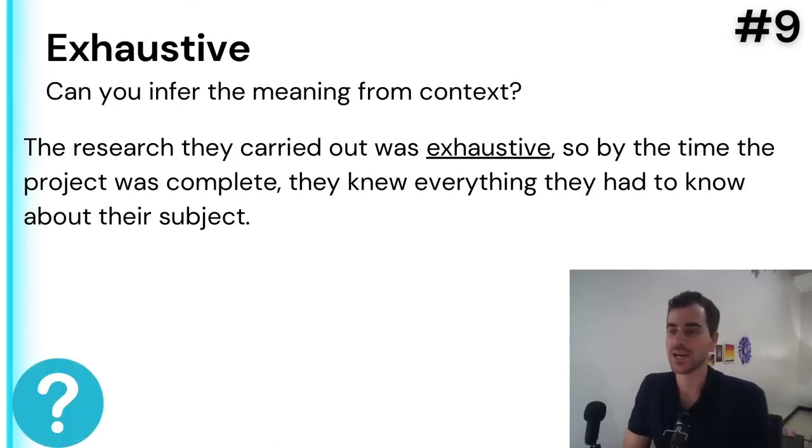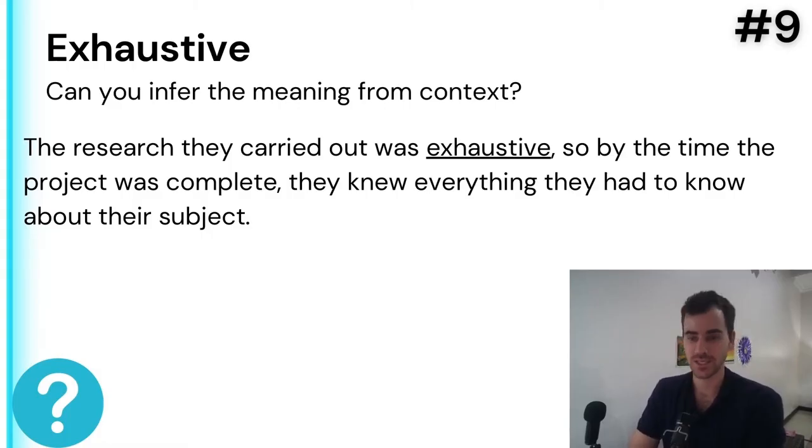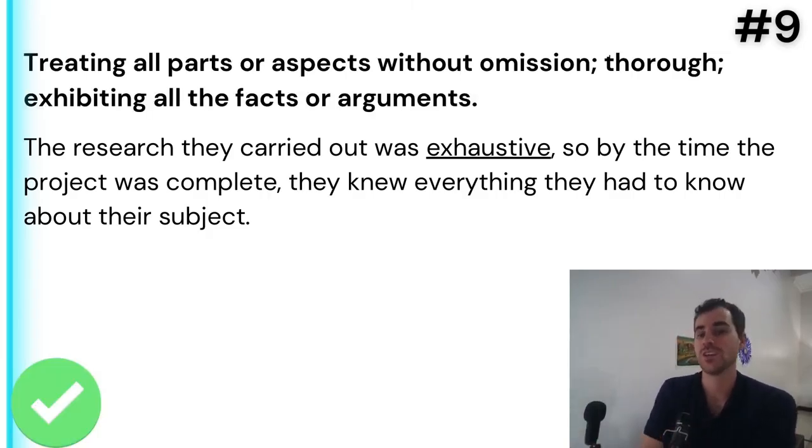Exhaustive. Number 9. The research they carried out was exhaustive. So by the time the project was complete, they knew everything they had to know about their subject. Okay, so it's an adjective. It's describing the research. And the latter part of the sentence shows us that they did a lot of research. They knew everything about the subject. If you know everything about a subject, that means you spent a lot of time studying it. And that's what exhaustive means. Treating all parts or aspects without omission. Thorough. Exhibiting all the facts or arguments.